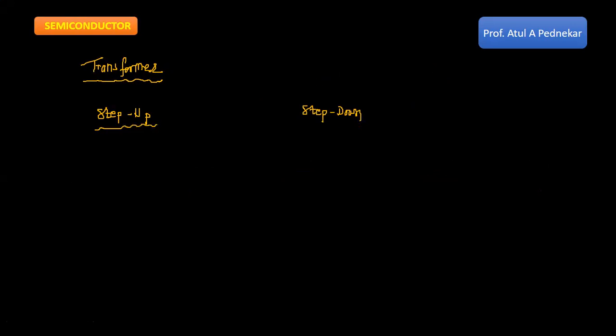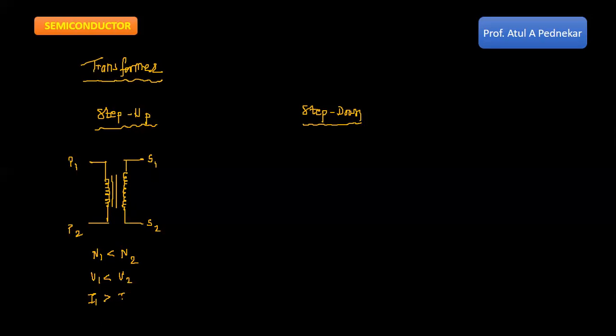What is the difference between step up and step down? In step up, the secondary voltage increases. So if you want to increase the voltage, this is the primary coil, P1 and P2. These are the secondary terminals, S1 and S2. Tell me, if I compare the number of turns of primary with secondary, which one is greater? Secondary. So the output voltage will be higher than the input voltage, but the current will be lowered. But remember, the input power will be exactly equal to the output power.